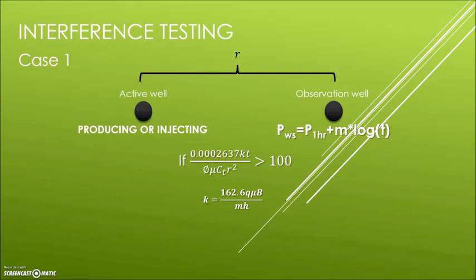After that, you can calculate the porosity by using the formula of K over mu Ct R square exponent Pi minus P1HR over M minus 3.2275. From this formula, you can obtain the porosity. Now you have all the values you need. You have the permeability and you have the porosity.